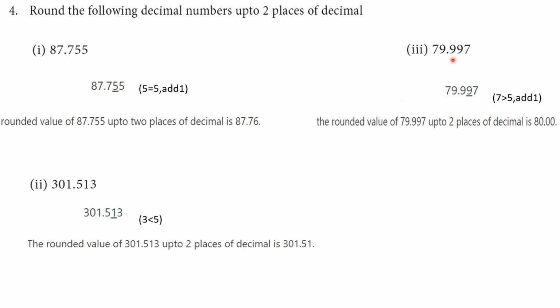Next, 79.997. So the 10th place is 9 and the 100th place is 9. So you underline the 100th place. The digit next to the underlined digit is 7. 7 is greater than 5, so you add 1 to the underlined digit. So 9 plus 1, 10. 0, carry over 1. 9 plus 1, 10. 0, carry over 1. 79 plus 1, 80. Therefore the answer is 80.00, to 2 places of decimal.